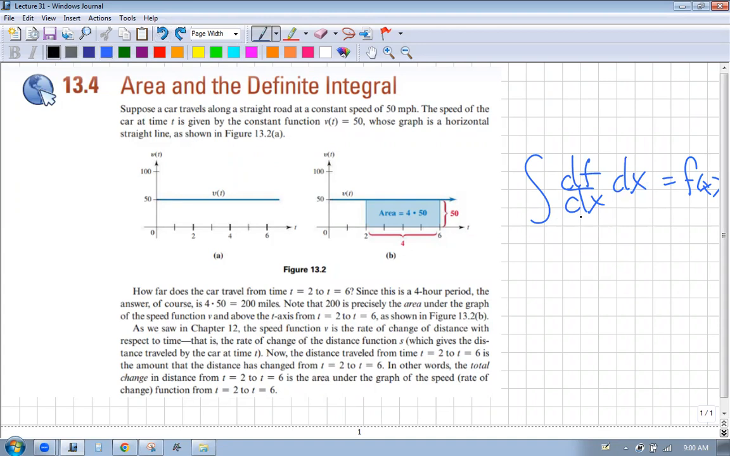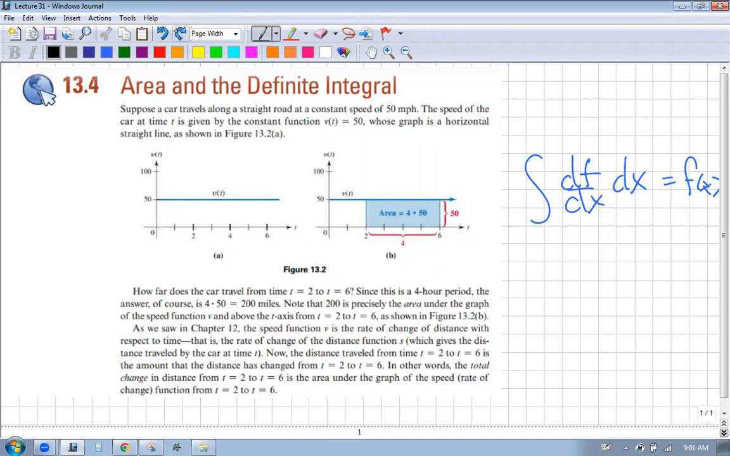So the derivative gives you the slope. What's the opposite of the derivative? All right, the opposite of the derivative is the area underneath a function. Let's see, suppose a car travels along a straight road at a constant speed of 50 miles an hour. The speed of the car at the time t is given by this constant function v of t.